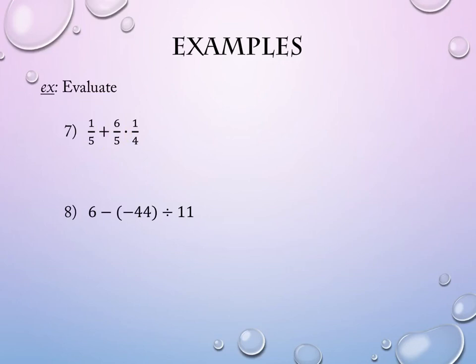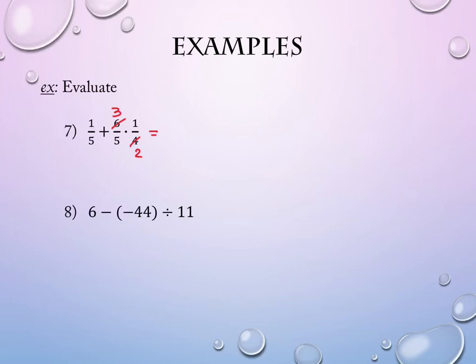If you wish, you can cancel along the diagonals. We've talked about that. This 6 and the 4 actually have something in common. They're both divisible by 2. So 6 divided by 2 is 3, and 4 divided by 2 is 2. Okay, if you don't want to do that right here and you want to simplify it at the end, that's fine too. It won't hurt anything.